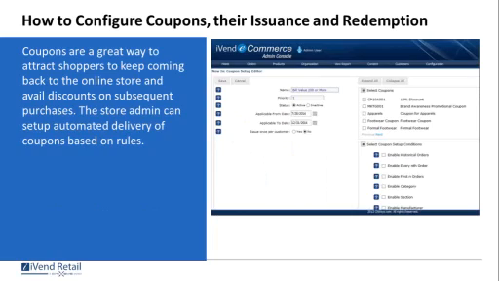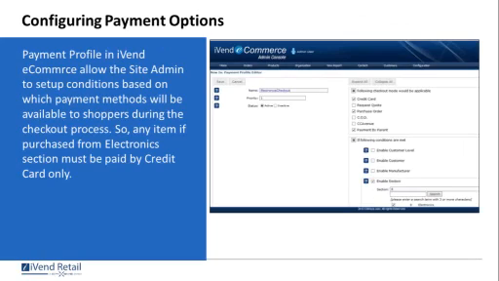Then I was discussing the coupons, their issuance and redemption. So as we all know, coupons are a great way to attract the shoppers and allow them to keep coming back to the e-commerce store and avail discounts on subsequent purchases. So the store admin can set up automated delivery of coupons based on rules. So whenever a shopper purchases, if certain conditions are fulfilled, a coupon code is automatically passed on with the receipt of the order that was purchased online. So we'll look at it when we go into the product.